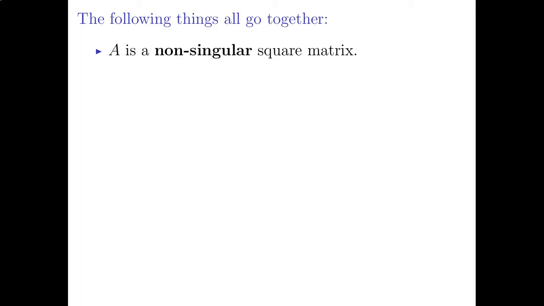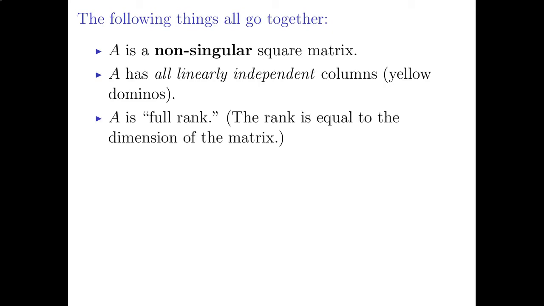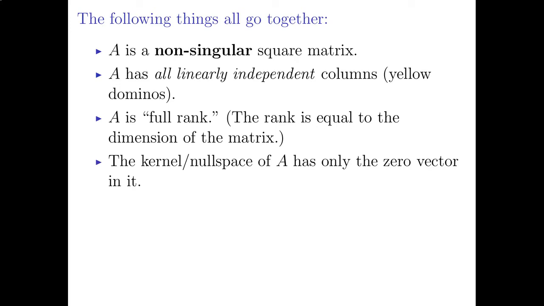If I have a non-singular square matrix, that means, among other things, that all of its columns are linearly independent. You can't get any of them from any combination of the others. It also means that it is of full rank, because that's really what full rank means, right? If it's a 4 by 4 matrix, it has rank 4. There are a full set of linearly independent columns. That also means that the kernel of the matrix only has the 0 vector in it.